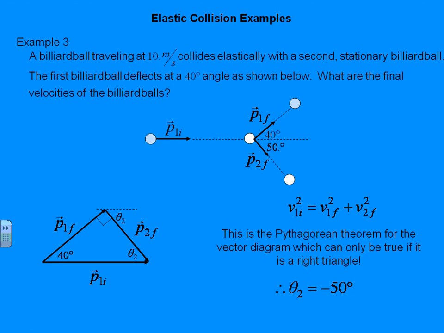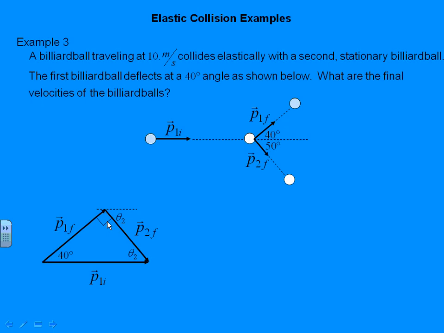Well, what's nice now is that if this is 50 degrees, which makes this a right angle, this is then a vector diagram in the shape of a right triangle. And so we don't have to do any complex trig here. We can just do right triangle trig. So we can take, for example, the cosine of 40 degrees is the adjacent side, P1F, over the hypotenuse, P1I. Each momentum is mass times velocity. The masses cancel.